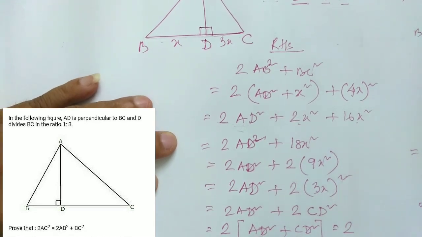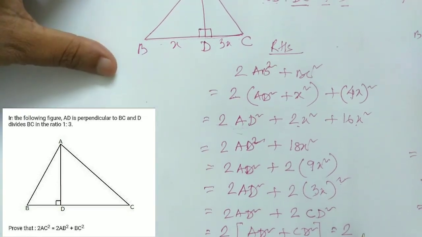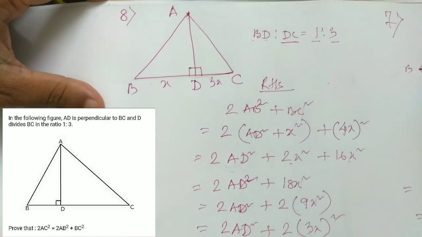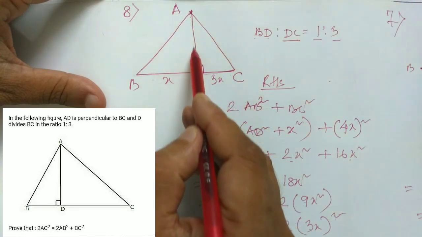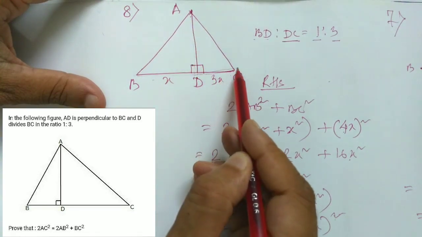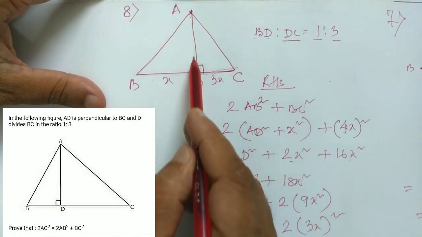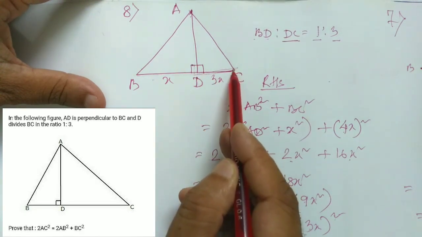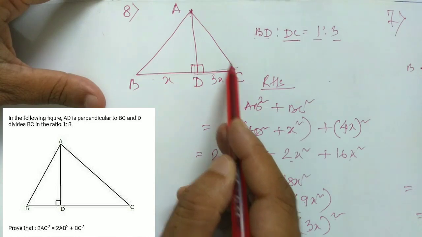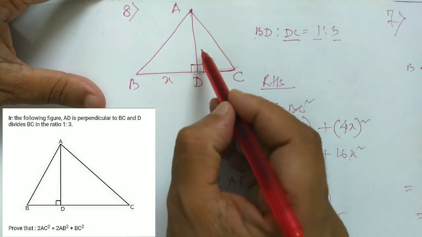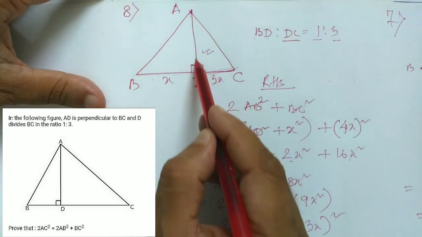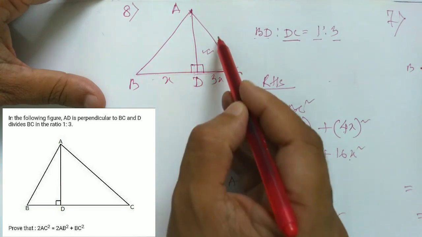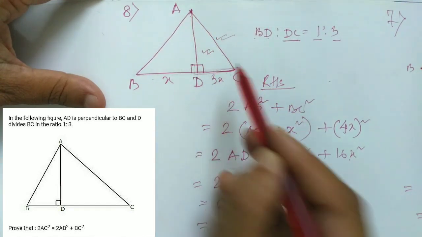Now see, AD square plus CD square is what? See the figure. This is AD square plus CD square, I mean perpendicular square plus base square equal to, yes, hypotenuse square. Which is the hypotenuse? AC is the hypotenuse of this triangle. Perpendicular square plus base square equal to hypotenuse square, that is AC square.